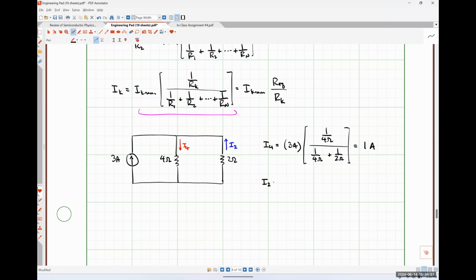Tell me what my equation for I2 should look like, please. It'd be the 3 amps, so I've got my 3 amps for my known current, multiplied by the reciprocal of the 2, so 1 over 2 ohms. Okay, absolutely. Over 1 over 4 plus 1 over 2.